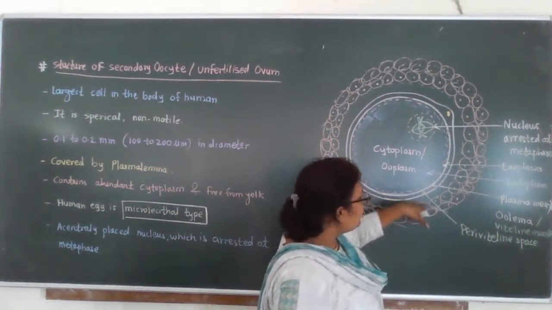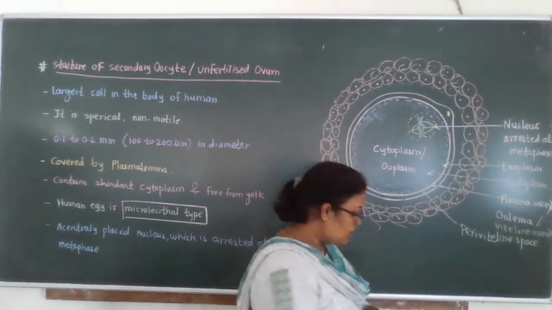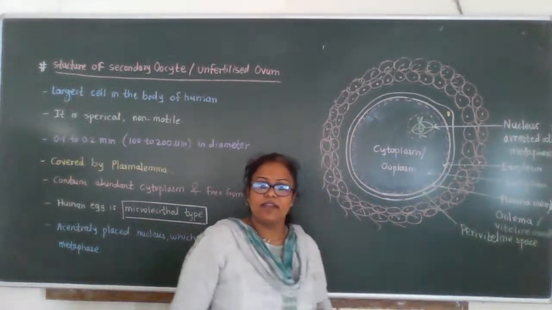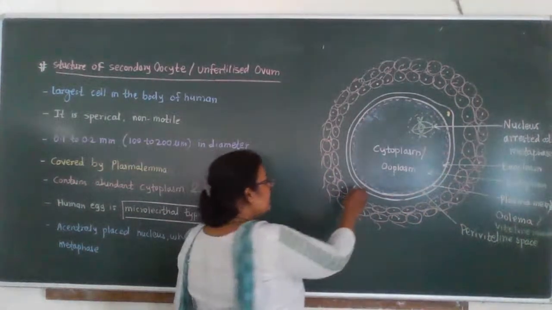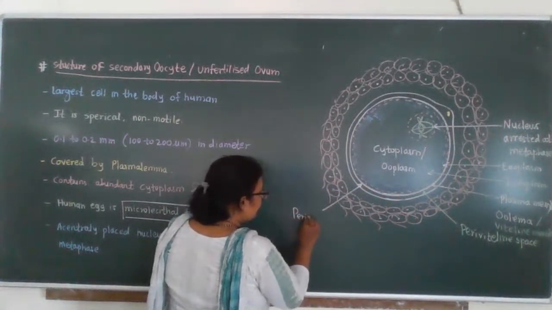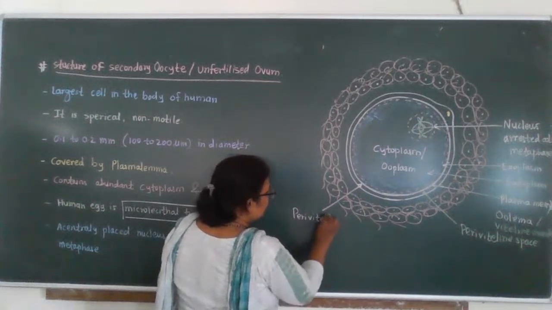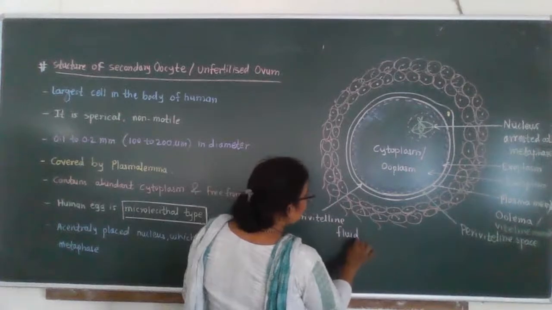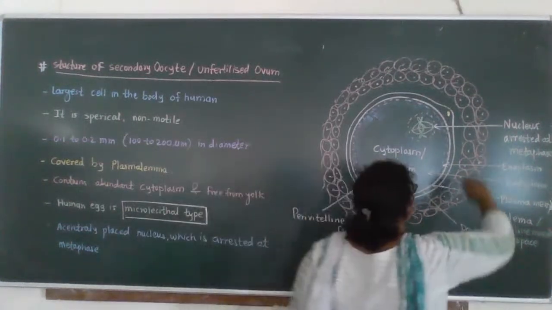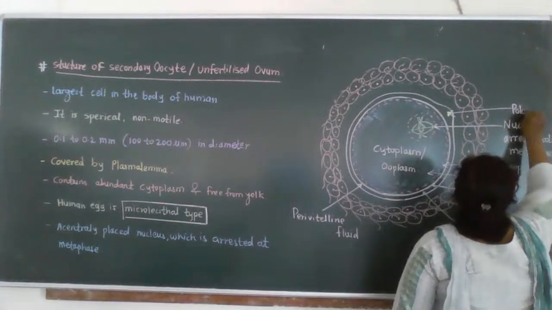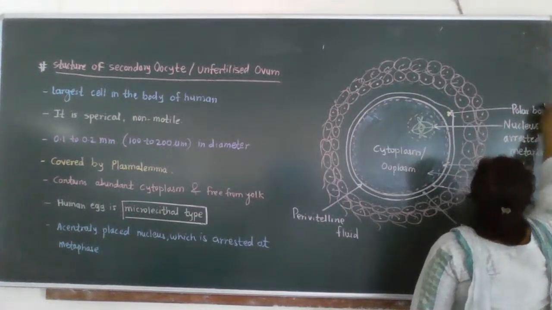Just around it there is a perivitelline space. This perivitelline space is filled with a fluid called the perivitelline fluid. In this perivitelline space there is a polar body. This is the polar body.